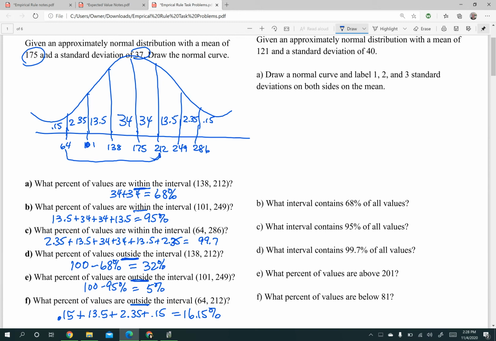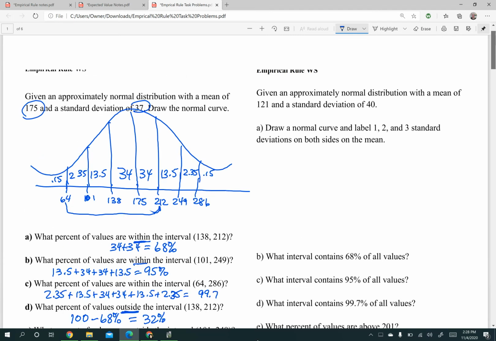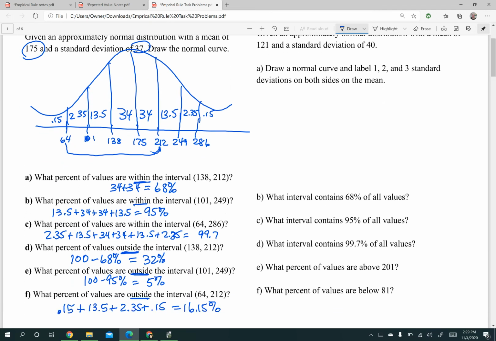Okay. So now it says number 2, same concept. It says draw a normal curve. I'm going to do this one without the curve. I'm just going to draw a number line because some of you are like, I don't want to draw the curve every time. Okay, fine. So you know that this is 34 and 34. This is 13.5 and 13.5. This is 2.35 and 2.35 and 0.15 and 0.15. It's the curve without the curve, basically.